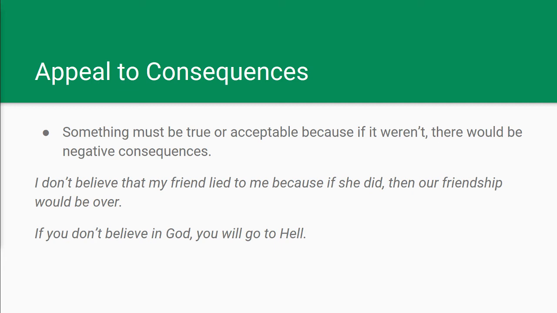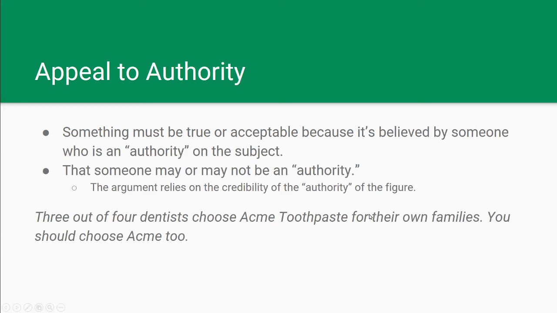Or how about this one? How many of you have heard this out and about? If you don't believe in God, you will go to hell. Okay, so that is an example of appealing to consequences. All right, let's look at the last type of informal fallacy here: appeal to authority. Something must be true or acceptable because it's believed by someone who is an authority on the subject. That someone may or may not be an authority, but the argument here relies on the credibility of the authority figure. You see this a lot, especially in advertising.